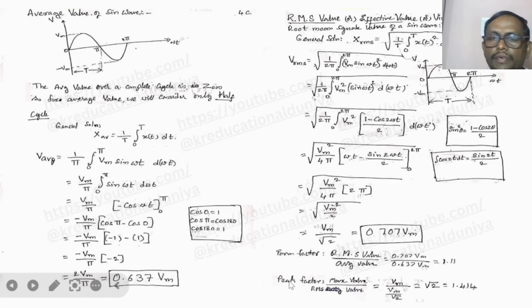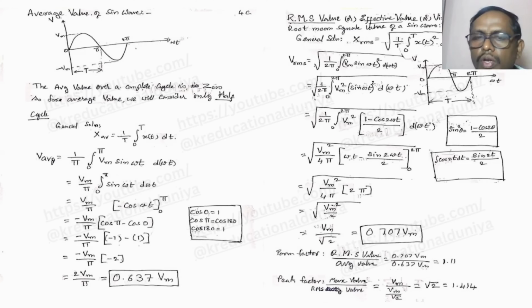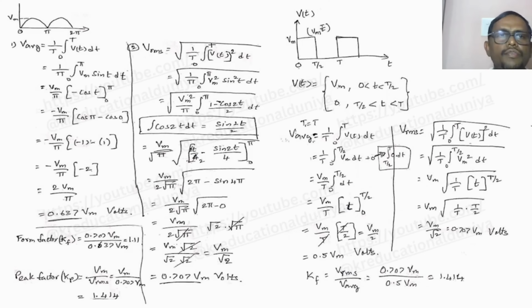And what is the peak factor value? Peak factor equal to maximum value by RMS value. What is the maximum value? Vm by RMS value, which is Vm by root 2. Vm will get cancelled, and root 2 will come to the numerator, that is root 2. Root 2 value is 1.414. So peak factor symbol is Kp, so Kp equal to 1.414, and form factor symbol is Kf, so Kf equal to 1.11. And another waveform we are going to see.